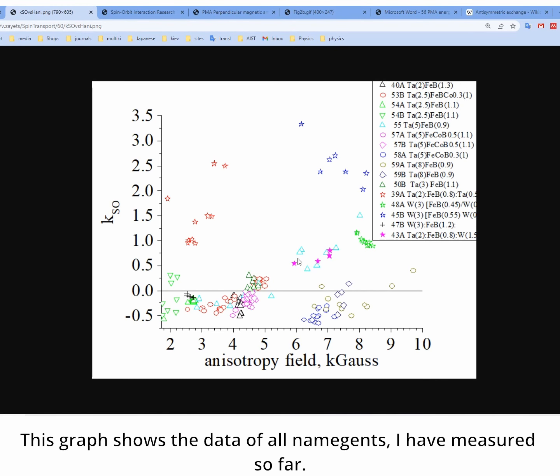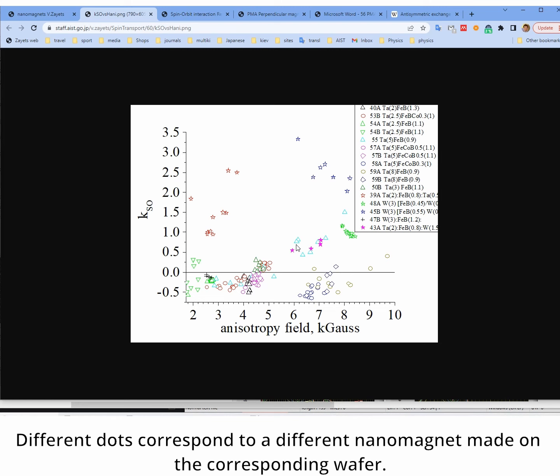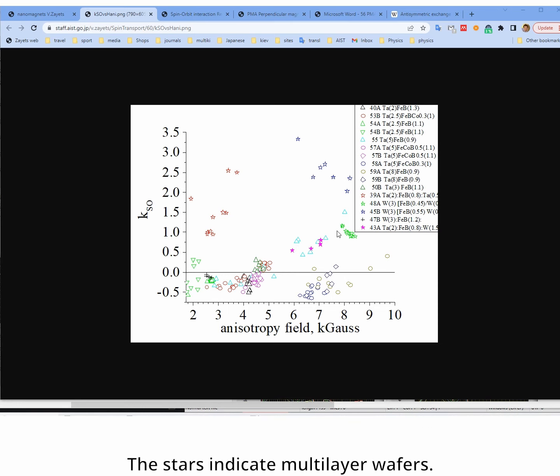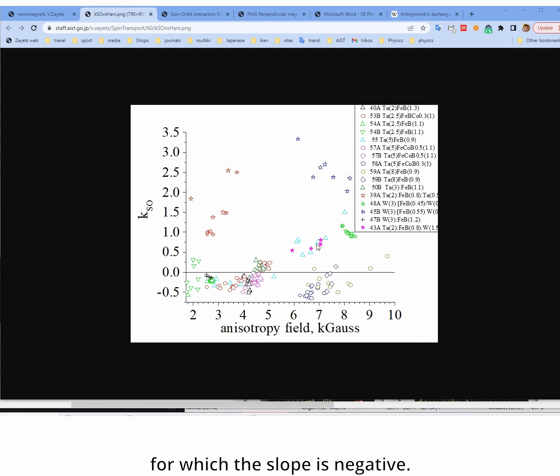This graph shows the data of all nanomagnets I have measured so far. A different color and different shape corresponds to a different wafer. Different dots correspond to different nanomagnets made on the corresponding wafer. The stars indicate multilayer wafers. As we discussed, the slope is mostly positive, except the multilayer structures, for which the slope is negative.